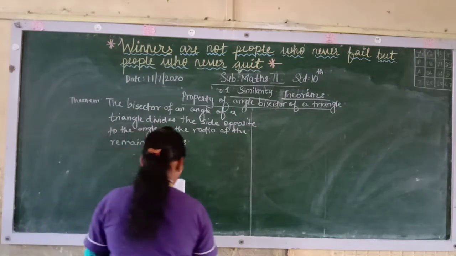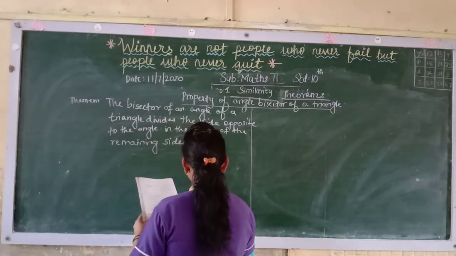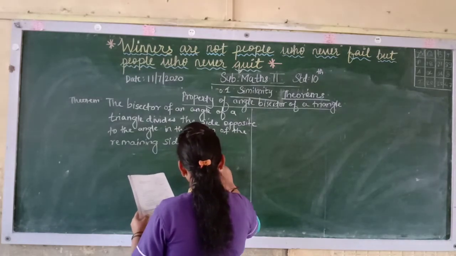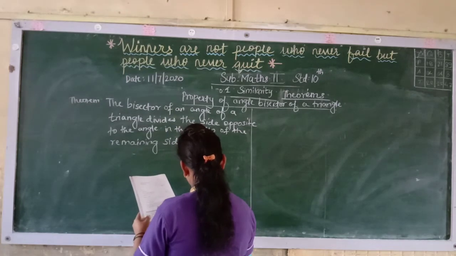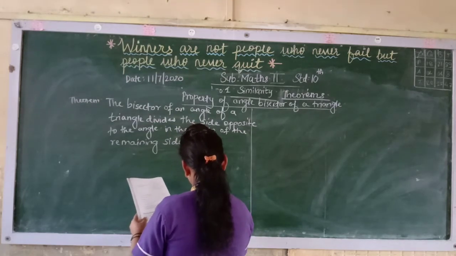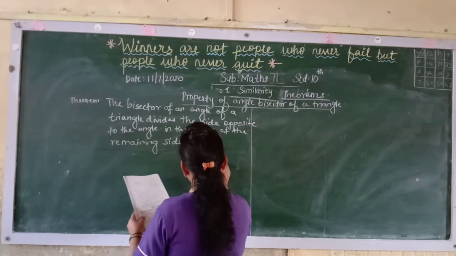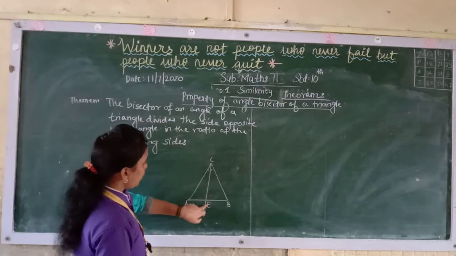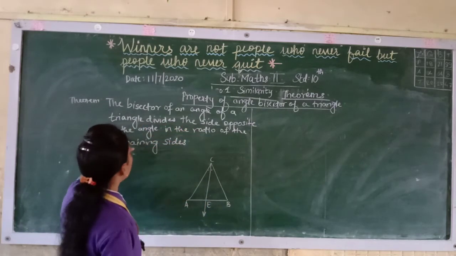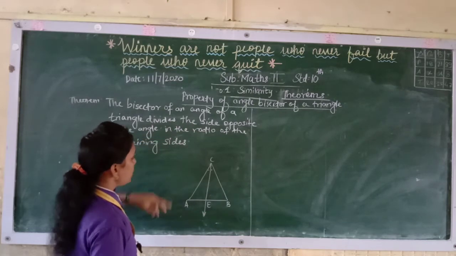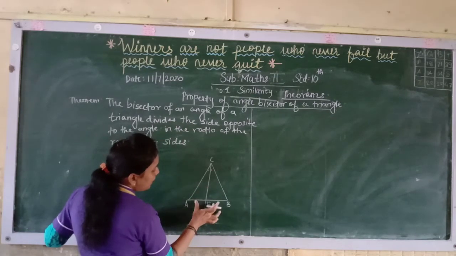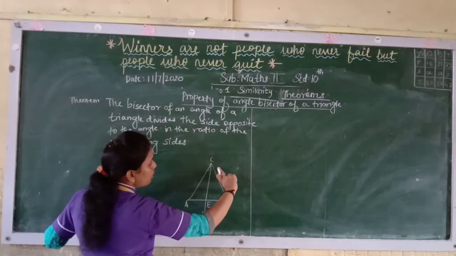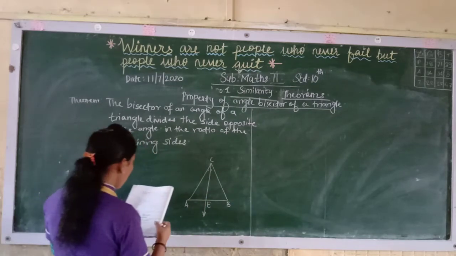Now see, we'll see the triangle over here. See the bisector of an angle of a triangle. Now this is the bisector of the angle of the triangle. It divides the side opposite to the angle in the ratio of the remaining sides. Means this bisector will divide the opposite side in the ratio of the other two sides. Means AE upon EB is equal to AC upon BC. This we want to prove over here.